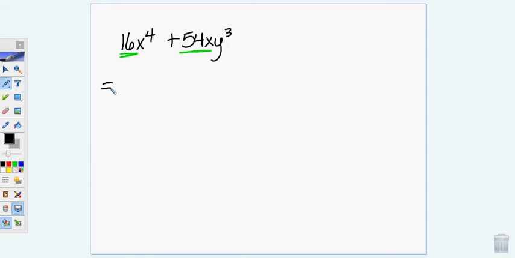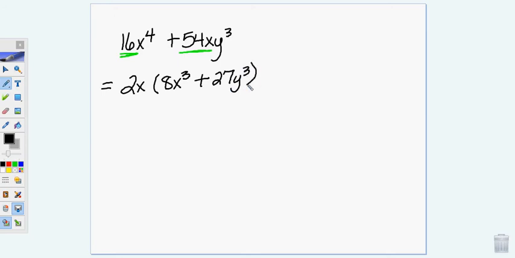Please be sure to write your equal signs. Remember, the little things are important. Okay, let's factor out a 2x. It's going to look like this. 2x times, if you divide 16 by 2, you get 8. You have two exponents of 4, and then you're dividing by x, so subtract that, becomes x cubed. And then you have 54 divided by 2, which is 27. You factored out the x, so the x term has disappeared, so now you have a y cubed term.